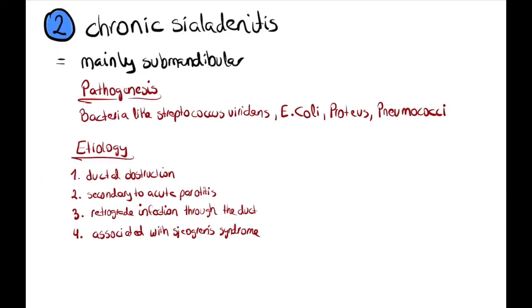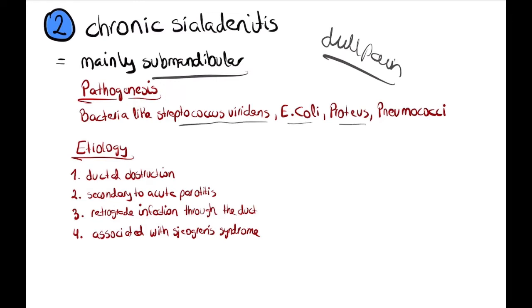The second type is chronic sialadenitis. It's a chronic type, which means dull pain, and it is mainly in the submandibular gland, not the parotid gland. The bacteria involved here are Streptococcus viridans, E. coli, Proteus, and pneumococci. Here viridans is really important. It's not mutans or something else. It is viridans.